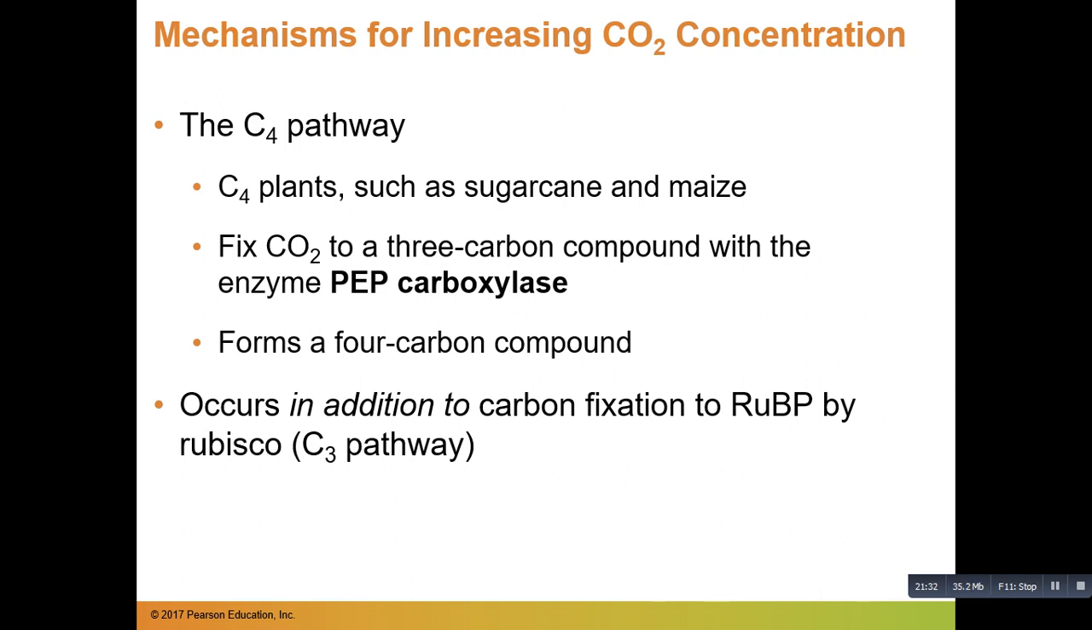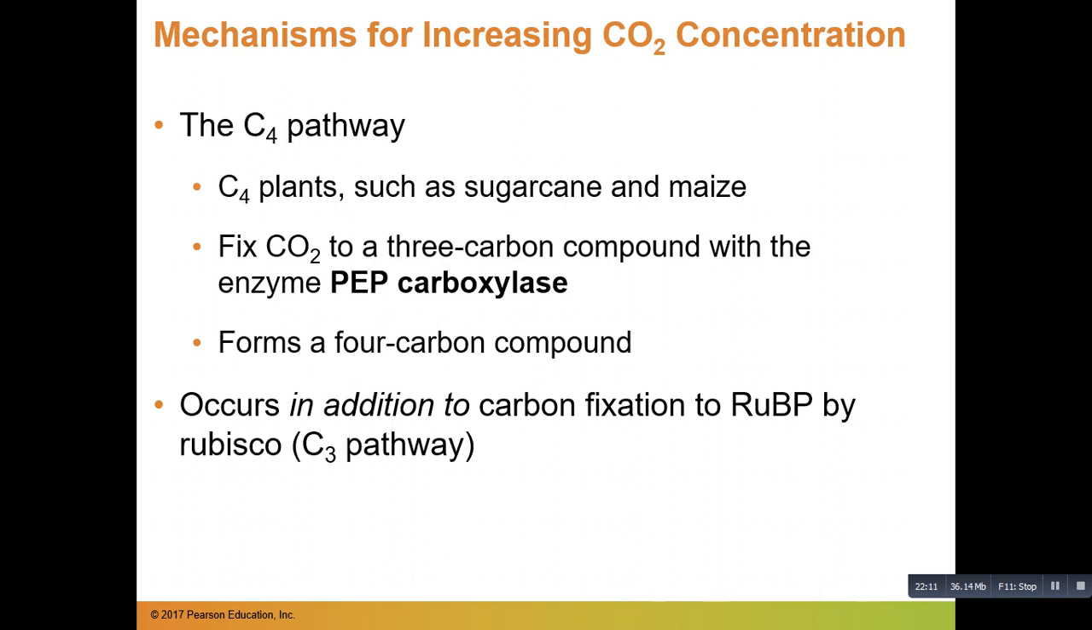Now, let's compare that to our Calvin cycle. Our Calvin cycle results in two 3-carbon compounds. So we're going to call our Calvin cycle the C3 pathway. Now, the C4 pathway does not completely and totally take the place of the Calvin cycle or the C3 pathway. Instead, it occurs with the Calvin cycle. So it occurs in addition to the carbon fixation to RuBP by Rubisco.